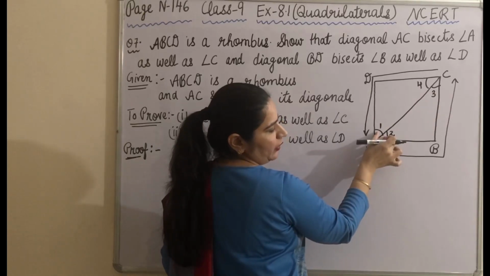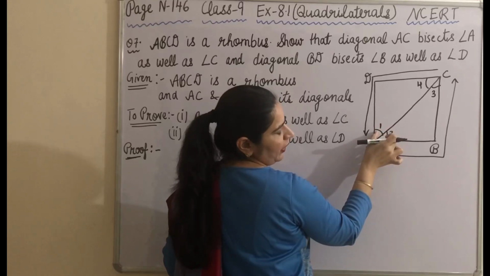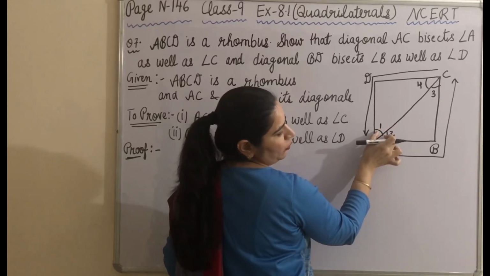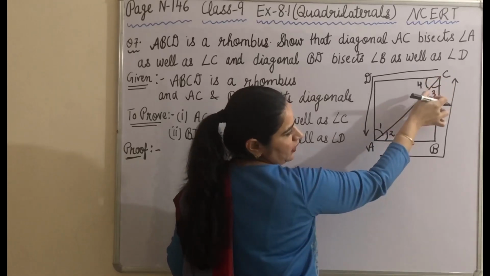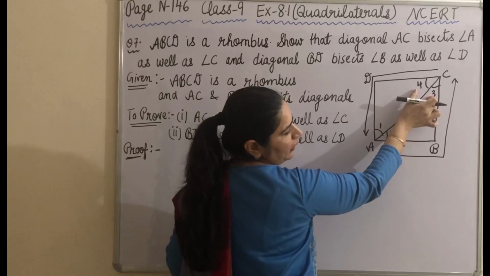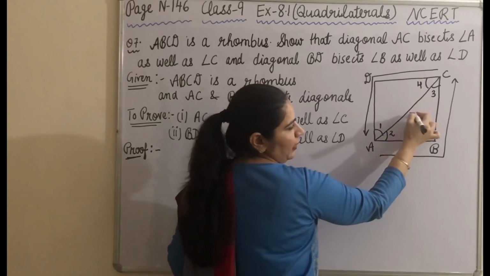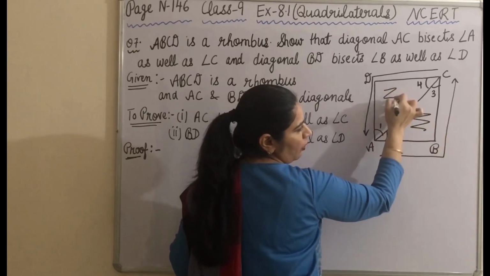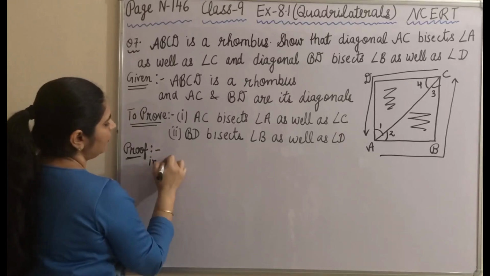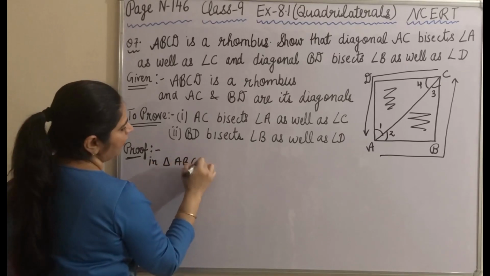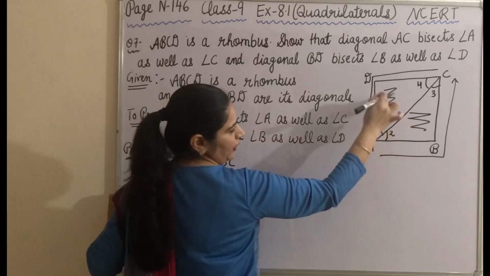Bisecting means dividing into two equal halves. So AC bisects angle A means dividing this angle into two equal parts. We have to prove angle 1 is equal to angle 2. Similarly, bisecting angle C means dividing this angle into two equal parts, so we have to prove angle 3 is equal to angle 4. So we will take any two triangles and then prove the congruency of the triangles. Now we are taking triangle ABC and triangle ADC.